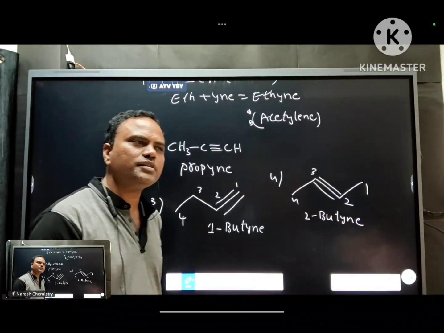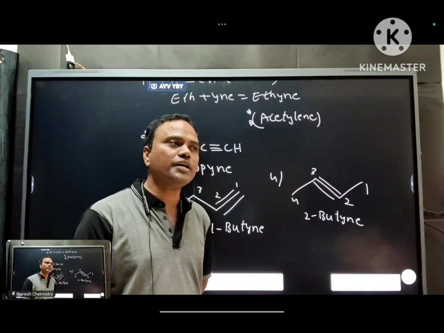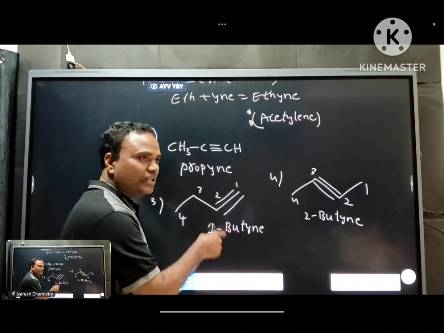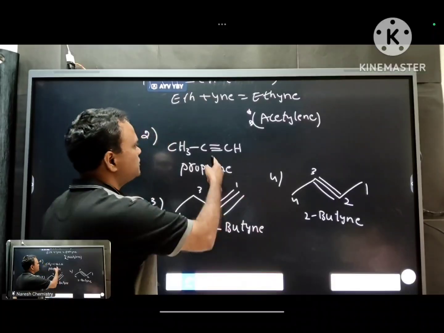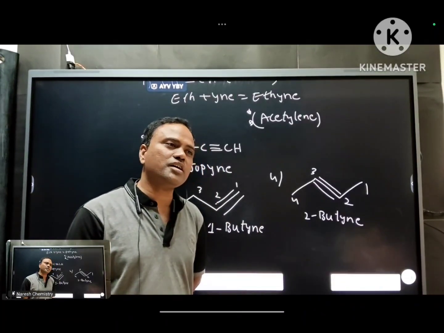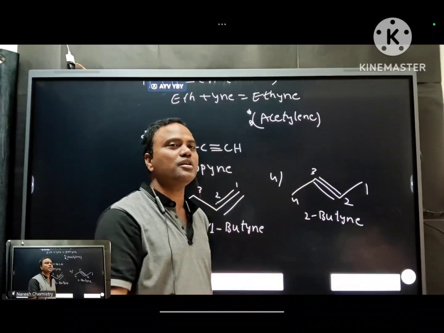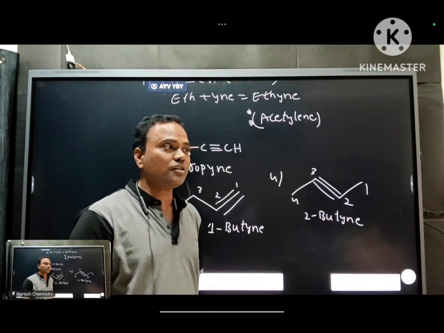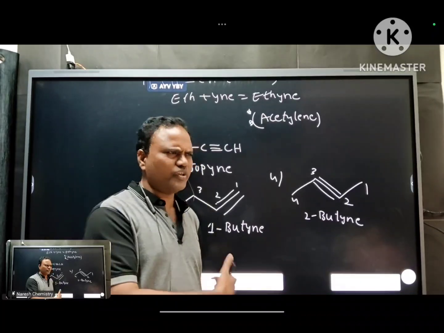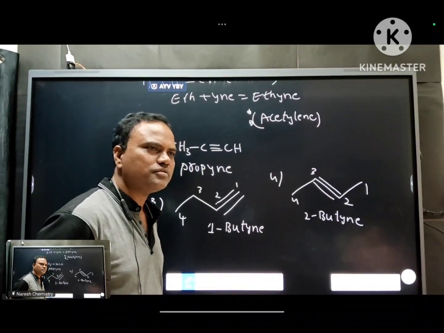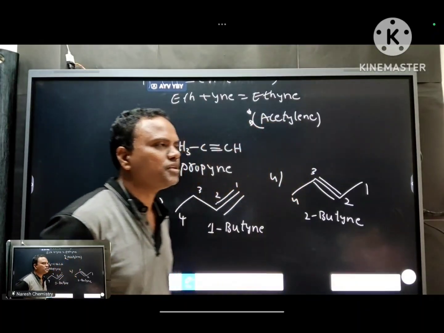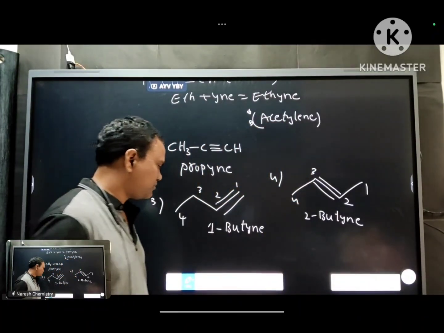Which is a terminal alkyne? This is a terminal alkyne. At the end, the triple bond is present, terminal. This is also terminal. Acetylene is also terminal. What is the use of knowing terminal? Questions are there in carbonyl compounds. For terminal alkynes, there is the Tollens test, a very important chemical property in the alkynes chapter. Specific nature, not stability.